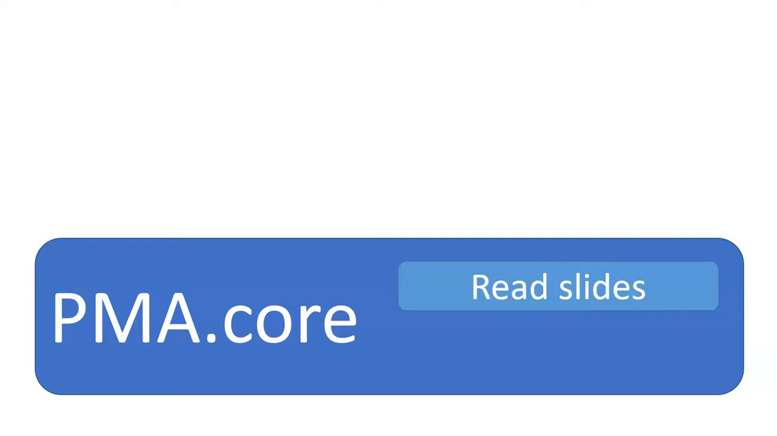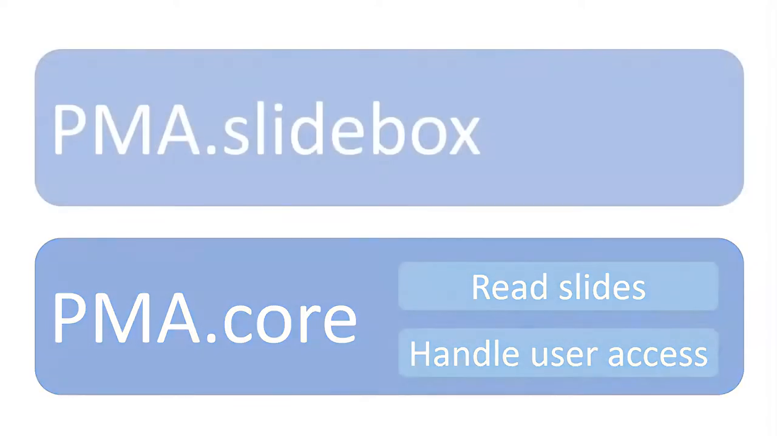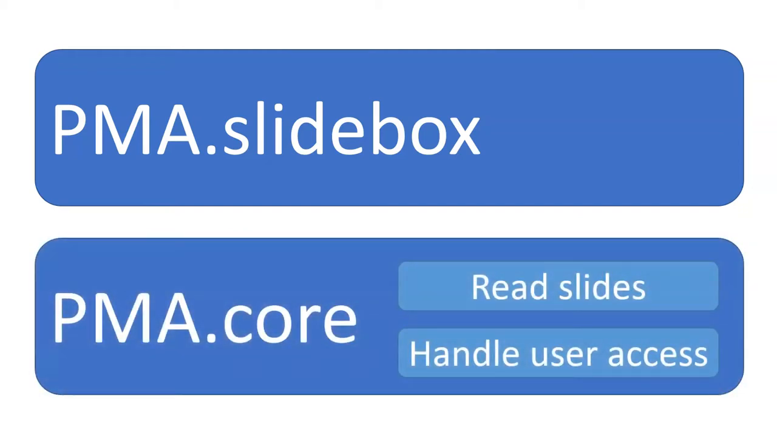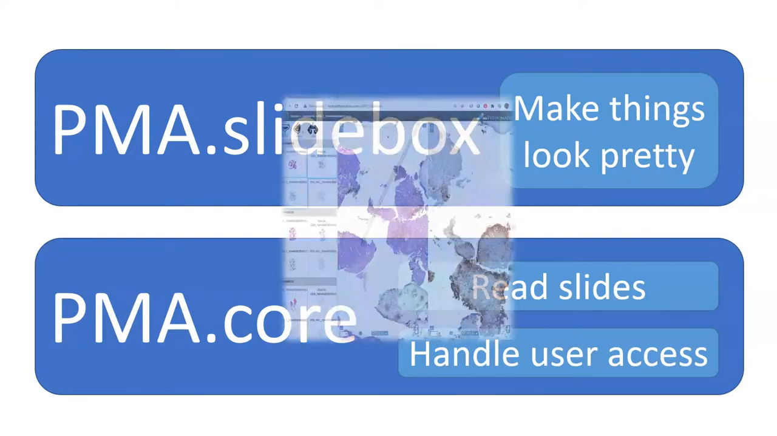PMA.slidebox consists of two parts. There is the PMACore, which reads the slides and handles user access, and there is the actual PMA.slidebox, which runs on top of PMACore. PMA.slidebox is concerned mostly with presentation. Let's see how PMACore and PMA.slidebox come together to get your site up and running.